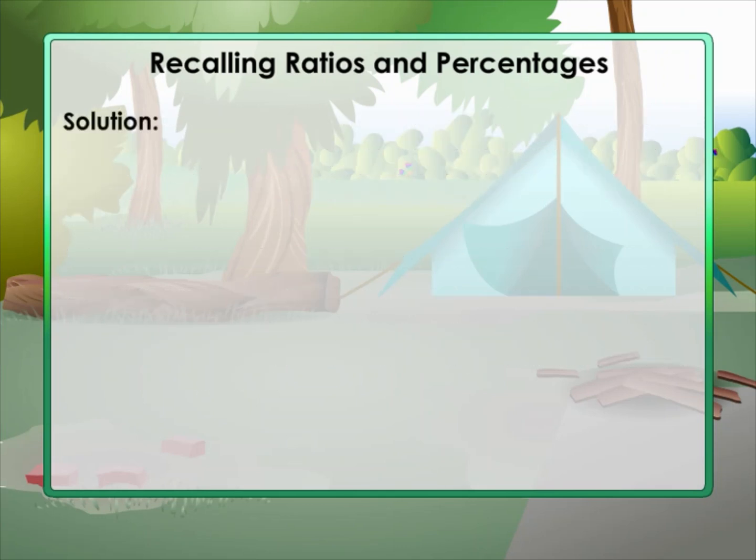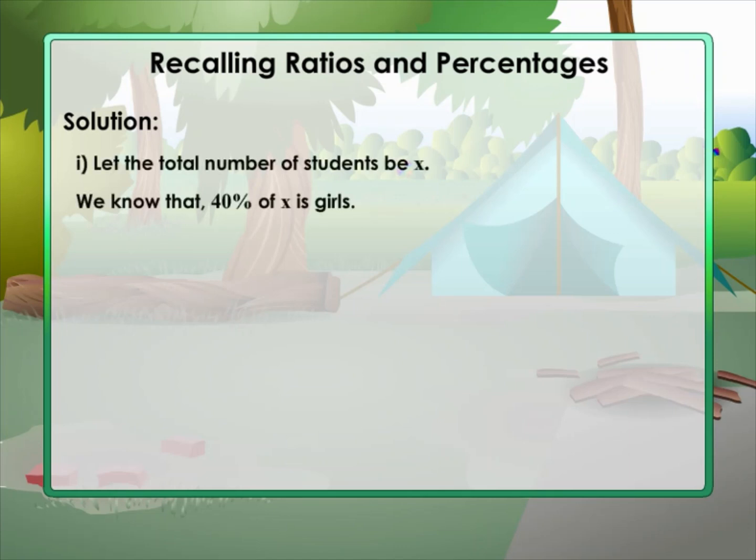First, let us find the ratio of girls to boys. Let the total number of students be X. We know that 40% of X is girls. Therefore, 40% of X is equal to 20. This can also be written as 40/100 times X is equal to 20. Now bring this 40/100 to the right-hand side. So it becomes X is equal to 20 times 100 divided by 40. Now cancel: 20 times 2 is 40, and 2 times 50 is 100. So the total number of students is 50.